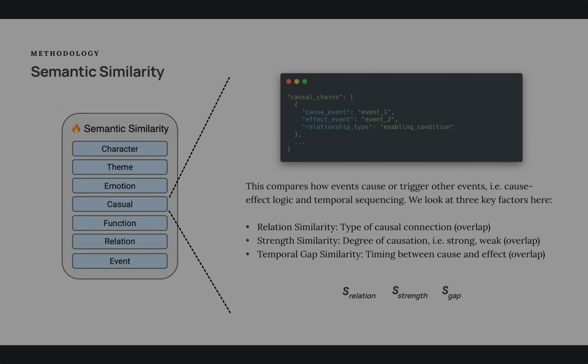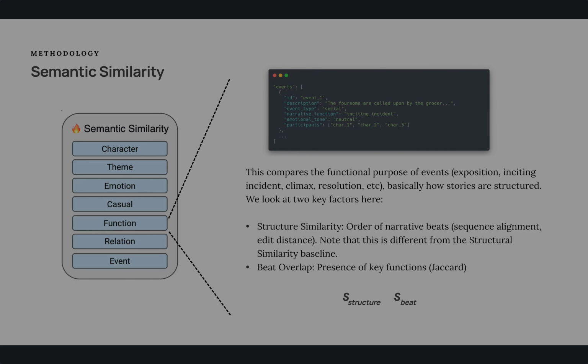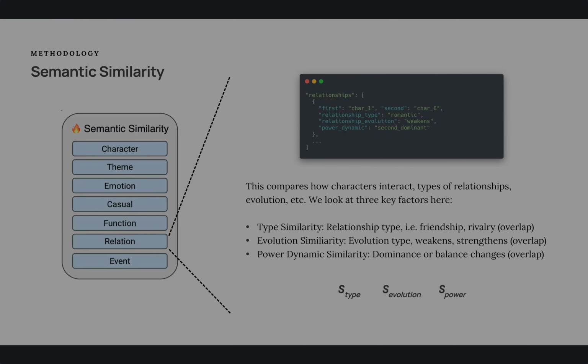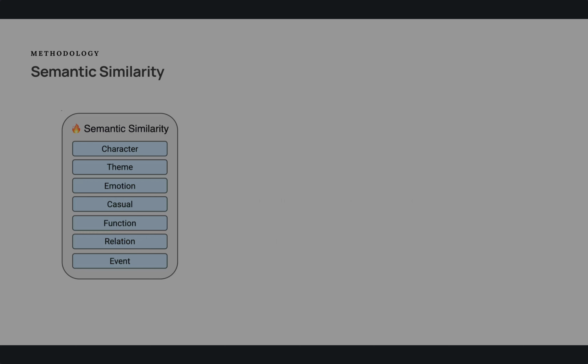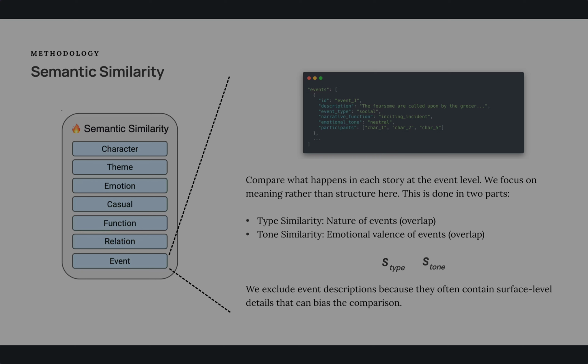Fourth is causal similarity, which compares cause-effect logic, and includes relation similarity, strength similarity, and temporal gap similarity. Fifth is functional similarity, which compares the narrative purpose of events, and includes structural similarity and beat overlap. Sixth is relationship similarity, which compares how characters interact, and includes type similarity, evolution similarity, and power dynamic similarity. And finally, we have event level similarity, which compares what happens in events, and includes type similarity and tone similarity.